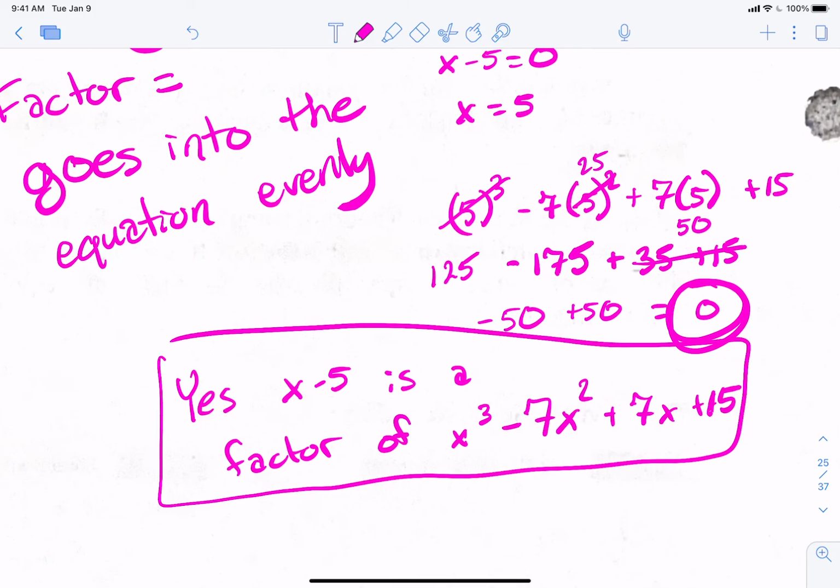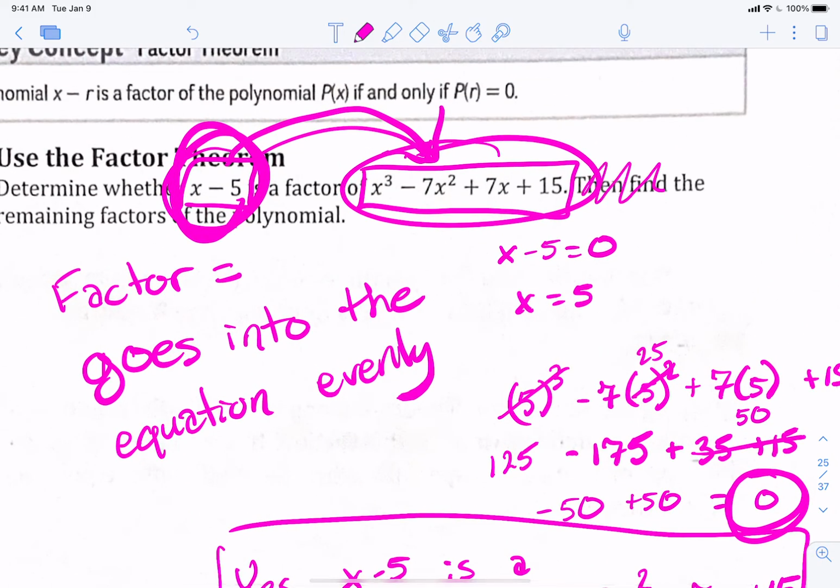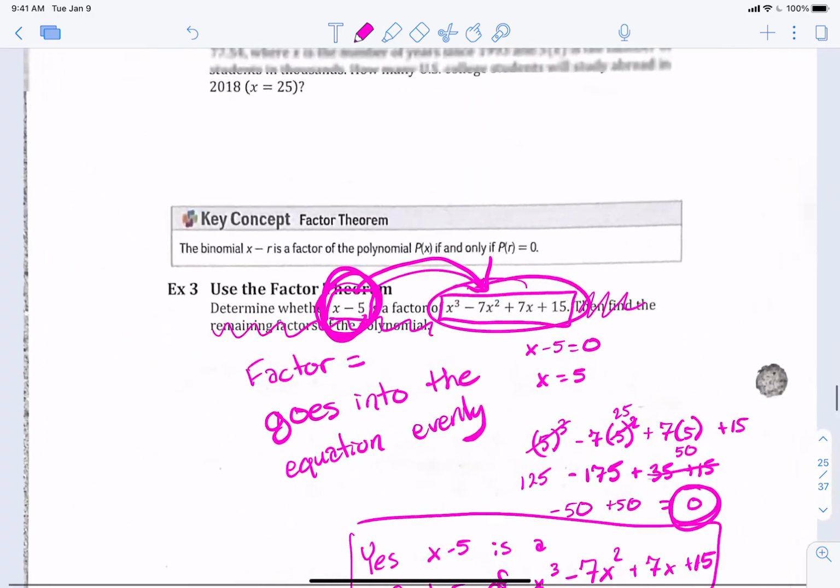Okay? I'm going to skip the part where it says, then find the remaining factors of the polynomial. We're going to skip that part. That's something that we do in trig class. Okay? Makes sense? Good? So yes, it is a factor because it goes in there evenly. All right, let's look at this one.